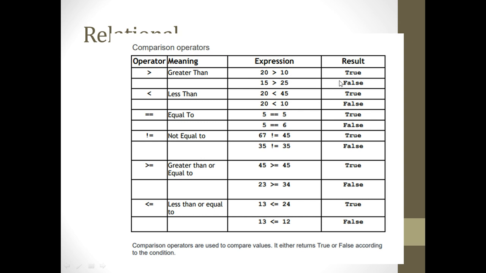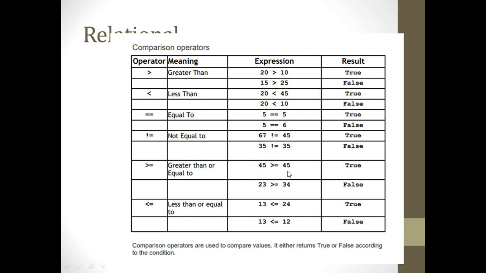20 greater than 20 is true, but 15 greater than 25 is false. 20 less than 45 true, 20 less than 10 is false. 5 equal to 5 true, 5 equal to 6 it is false. 67 not equal to 45, yes. 35 not equal to 35, no, it is false since 35 is equal to 35.